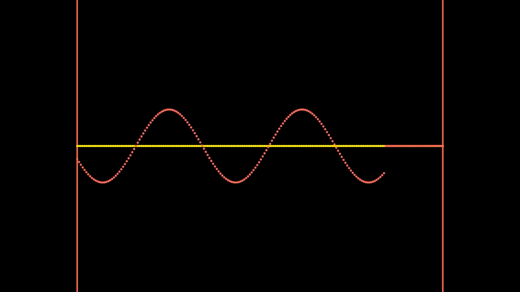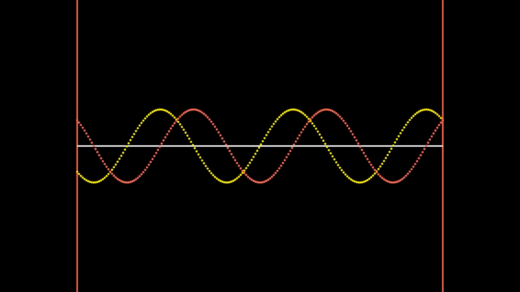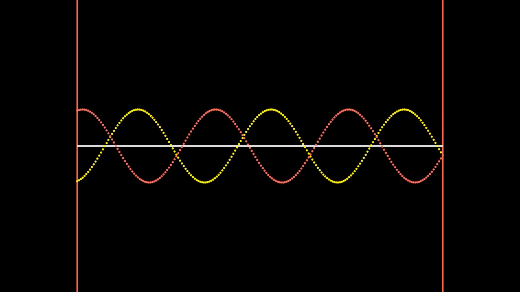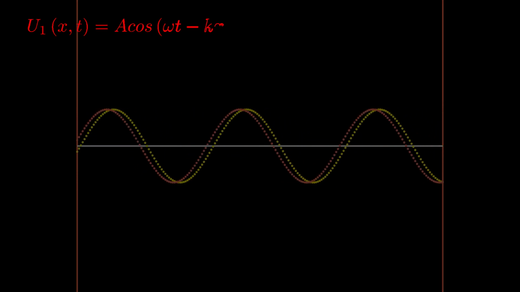Now let's consider a different boundary condition. One end of the string is fixed, the other end is free. In this case, at the free end, amplitude is not 0, but the derivative with respect to position must be 0. Also, the reflected wave from the free end does not change the direction of its amplitude. We already know the motion equation of the incident wave.